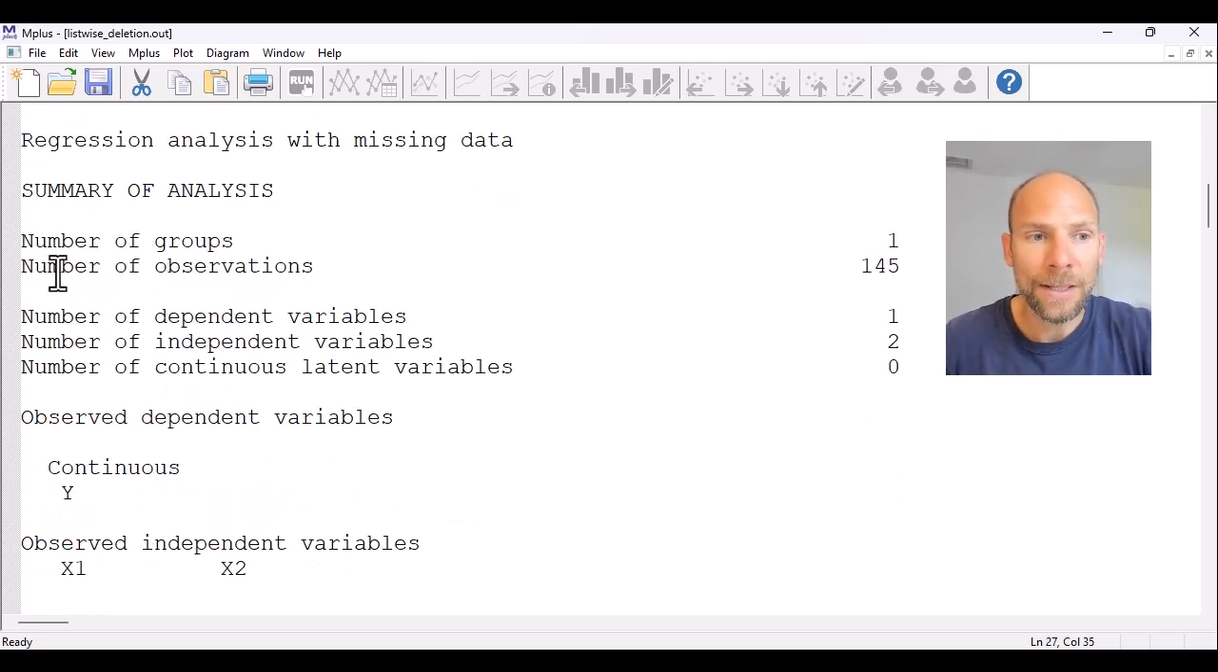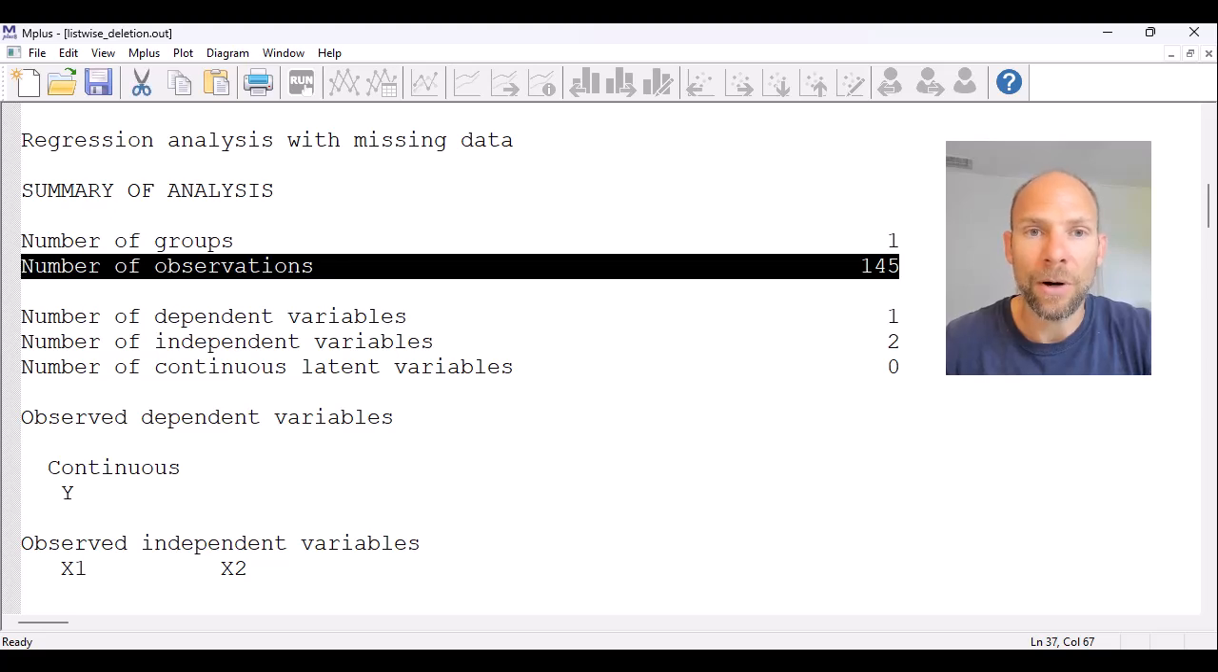Scrolling down, we see that we have a dramatic loss in the number of observations. So now we have only 145 observations. This is what you would get in a lot of other statistics programs by default, where, for example, SPSS would delete cases either listwise or pairwise, and then you end up with a greatly reduced sample size, which has potentially bad consequences.